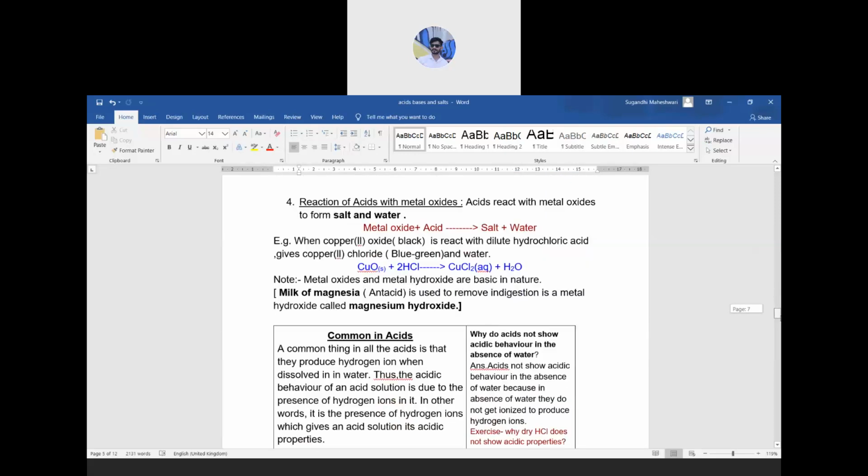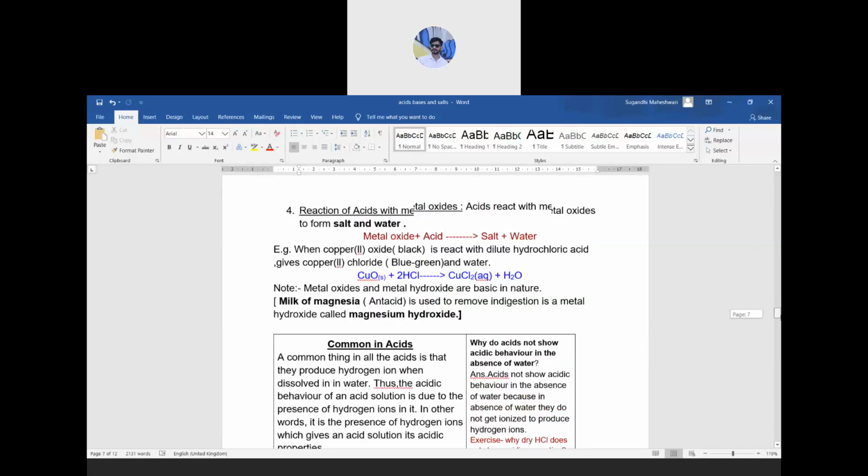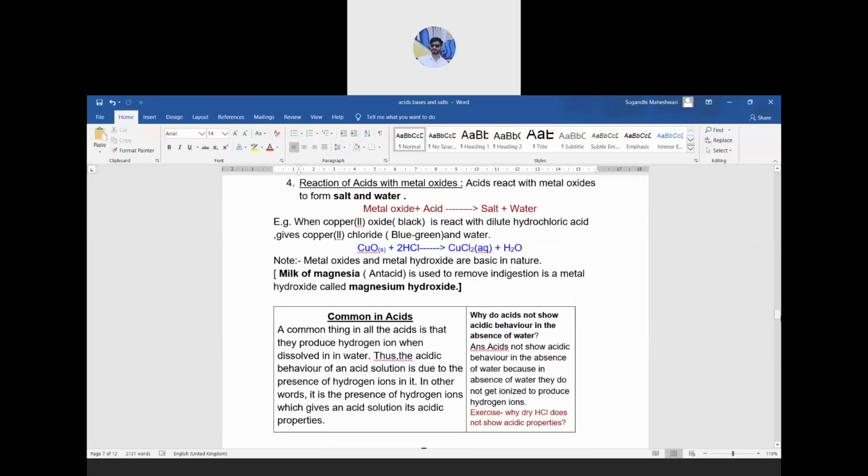Now next, reaction of acid with metal oxide. Metal oxide plus acid gives out salt and water. What is common in all acids? Hydrogen ions are common in all acids. Why do acids not show acidic behavior in the absence of water? Because they need water to ionize into hydrogen ions or hydronium ions.